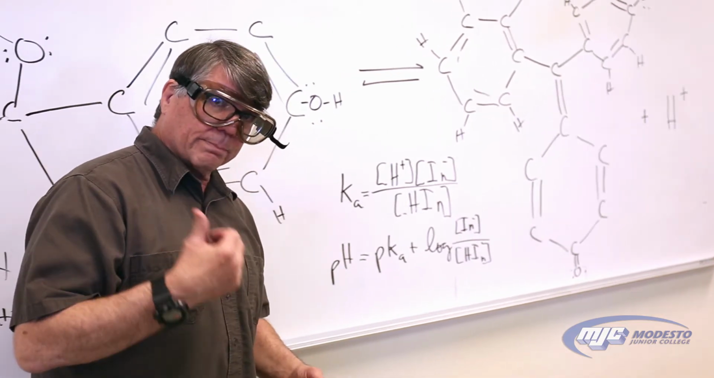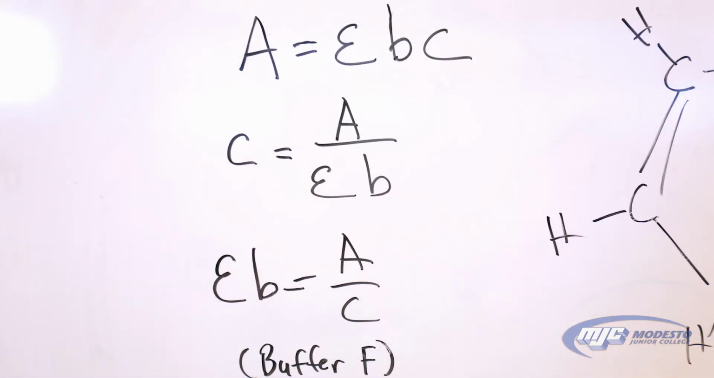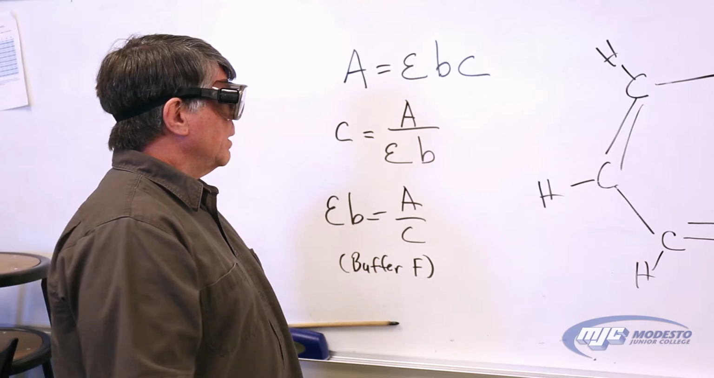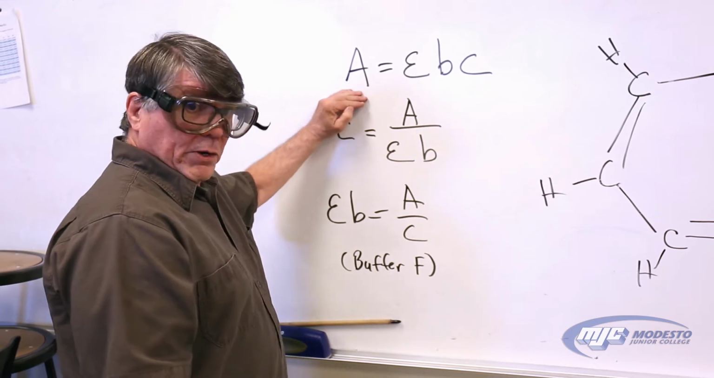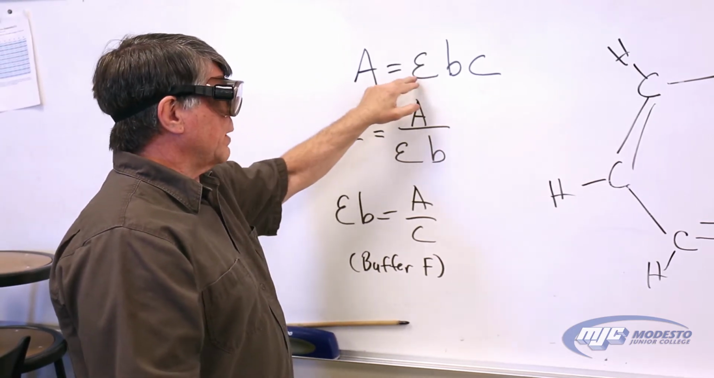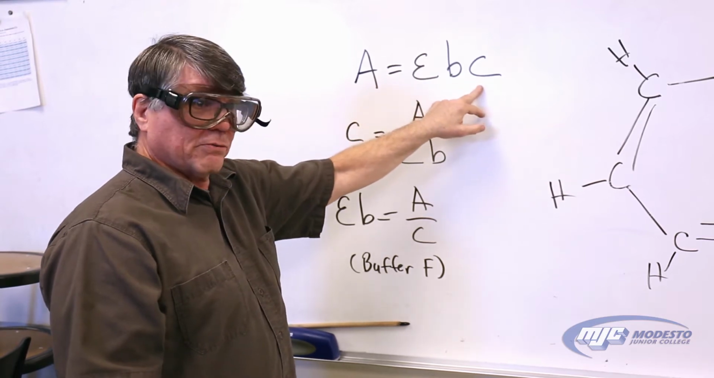So, coming back over here, the way we're going to find the concentrations of the proton, the base form, and the acid form of phenolphthalein is with a spectrometer, a colorimeter. Now, this is called Beer's law right here, and this says that the absorbance of a solution is equal to epsilon b times the concentration.